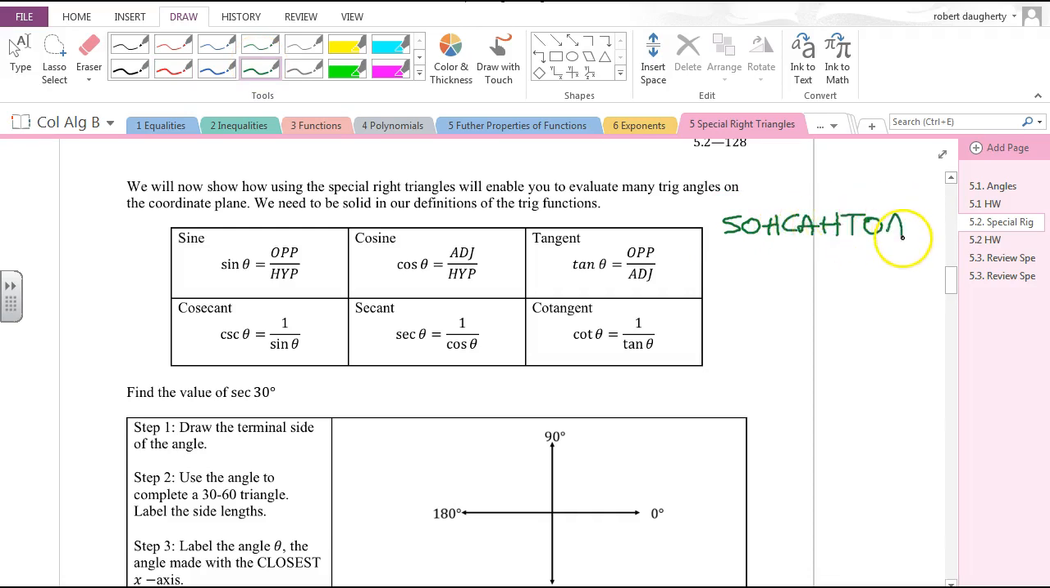SOHCAHTOA, which tells me the sine is the opposite over hypotenuse. Cosine is adjacent over hypotenuse. Tangent is opposite over adjacent.